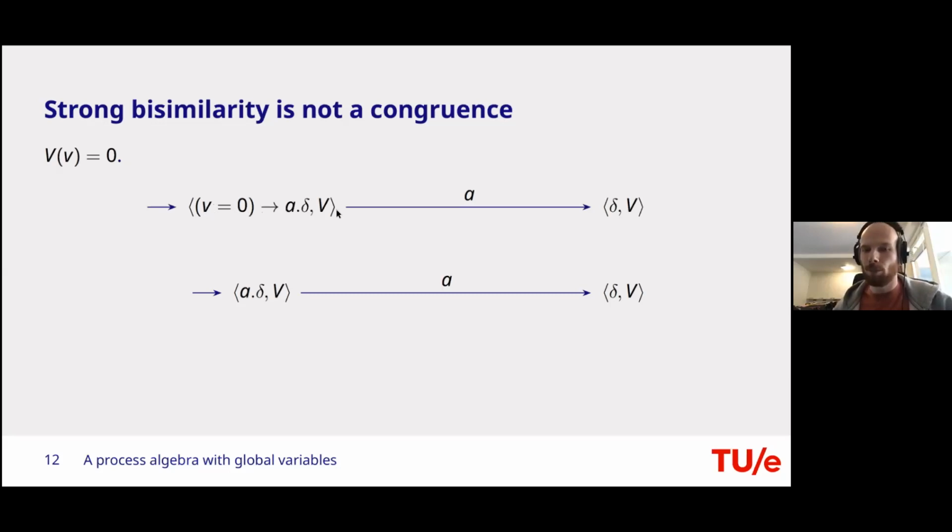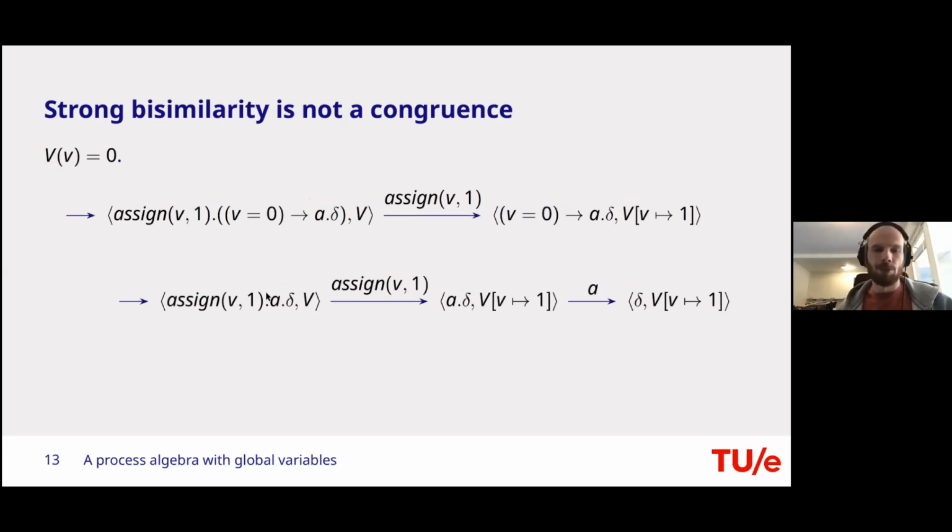So the top one can do an A action, and the bottom one can do an A action for any value. So it can also do an A action. But for example, if we use a prefix with an assign that updates the v to 1, then they are no longer equivalent. So, yeah, it's kind of annoying.